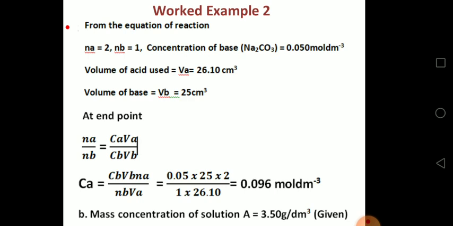So at end point, we know that this formula holds: Na over Nb equals CaVa over CbVb. So in order to find the concentration of the acid, we make Ca the subject. Making Ca the subject, then we can substitute in the appropriate values. Then we get the concentration of the acid to be 0.096 mole per dm cube, and that is the molar concentration, since it is expressed in mole per dm cube.